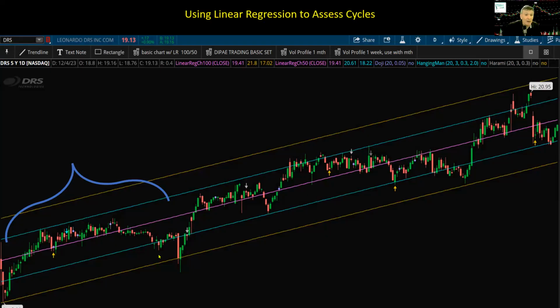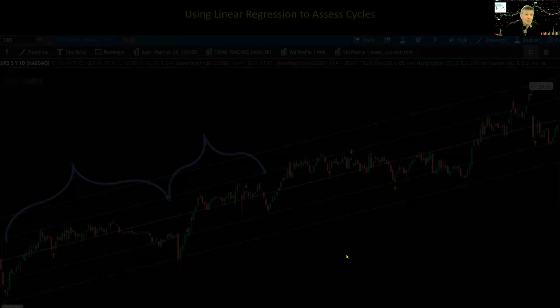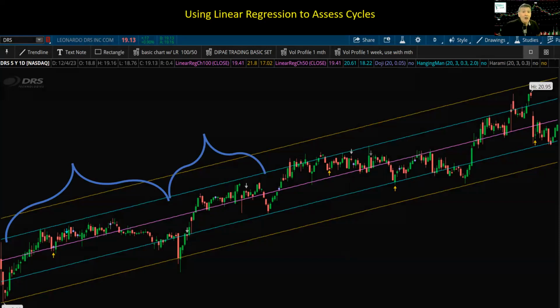And we have one cycle. We have two cycles. Do we have three? Oh, we have three. Do we have four? Yeah, we have four. And do we have five? We have 5 cycles in this 5-year view.